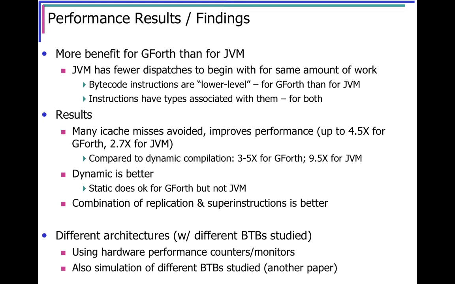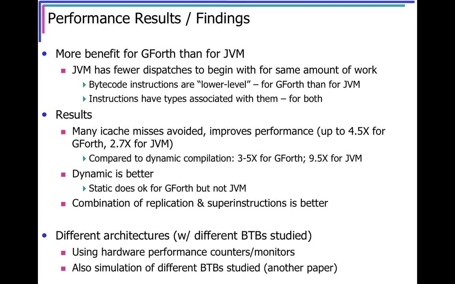The results, in summary, show that many I-cache misses can be avoided, and they can improve performance over just regular baseline interpretation by 4.5 times for Gforth and 2.7 times for the JVM. Now, if we were going to dynamically compile these programs, just to give you a feel for this, dynamically compiled Gforth is 3 to 5 times faster than interpreted, and JVM code dynamically compiled is 9.5 times faster than interpreted. So they show that dynamic is better, but again, we don't.